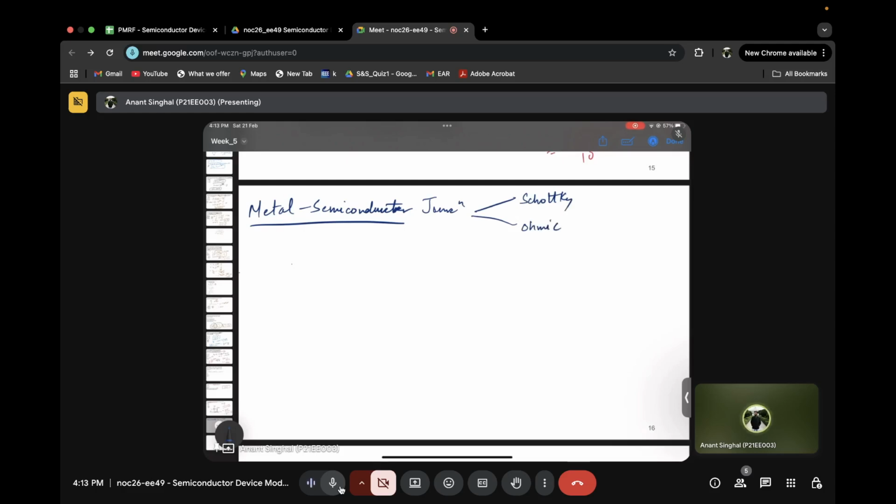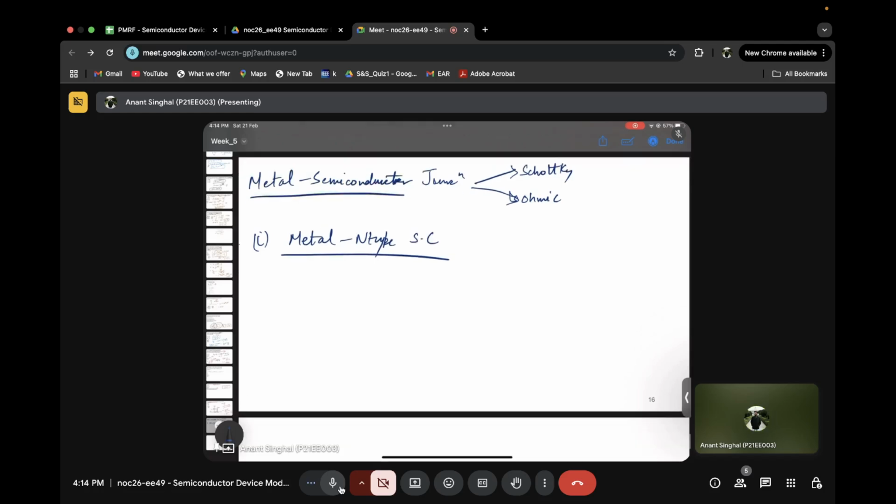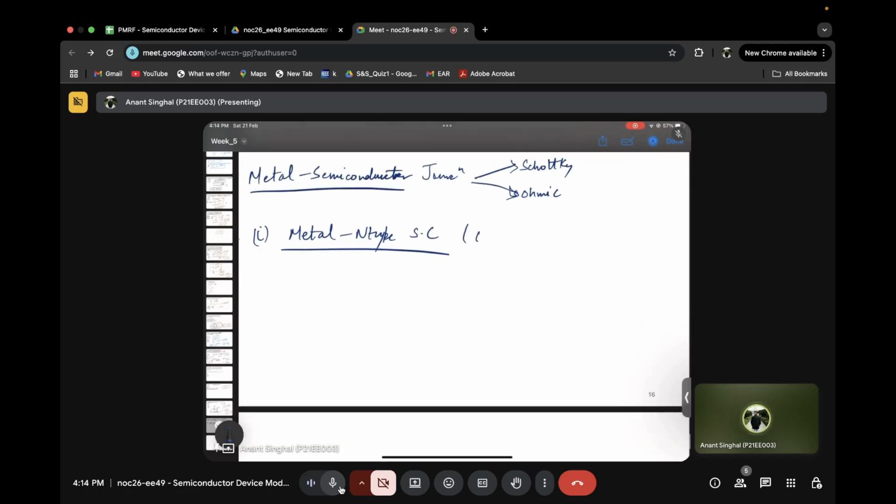Ohmic means we have a resistive nature of current. That means the current will easily pass. And Schottky is like a barrier, so we will feel some barrier while passing the current. Let's take an example. Let's say we are taking a metal and N-type semiconductor junction. And for this case, I am also taking the work function of the metal greater than that of the semiconductor.